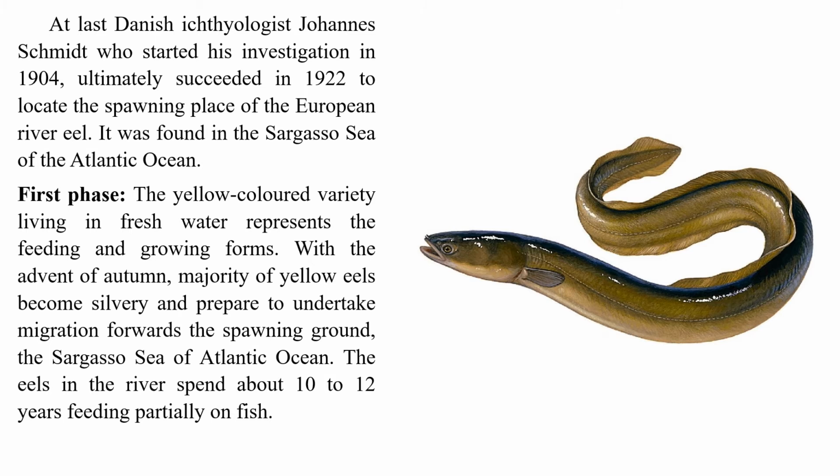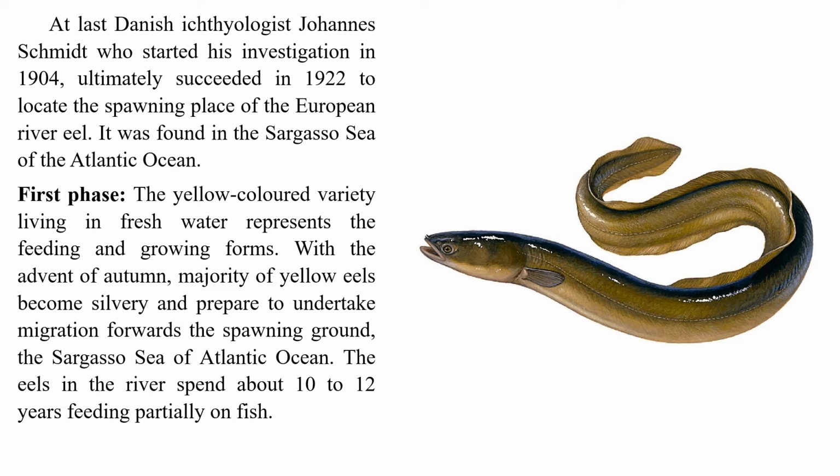And at last, in 1904, an investigation led by Danish ichthyologist John S. Smith started to study the life cycle of these fishes, and ultimately he succeeded in 1922 to locate the spawning place of these European eels. And it was found in the Sargasso Sea of the Atlantic Ocean.